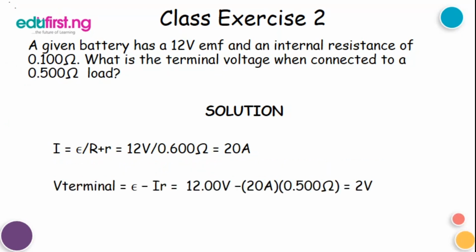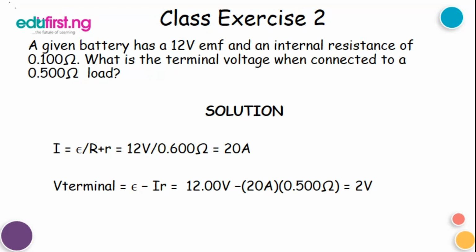The second exercise. A given battery has 12 volts electromotive force and an internal resistance of 0.1 ohm. What is the terminal voltage when connected to a 0.5 ohm load? Solution. Just like the previous exercise, we need to find the current first. Current I is equal to E over R plus r. That is 12 volts over 0.5 plus 0.1, which is 0.6. 12 divided by 0.6 is 20 ampere.